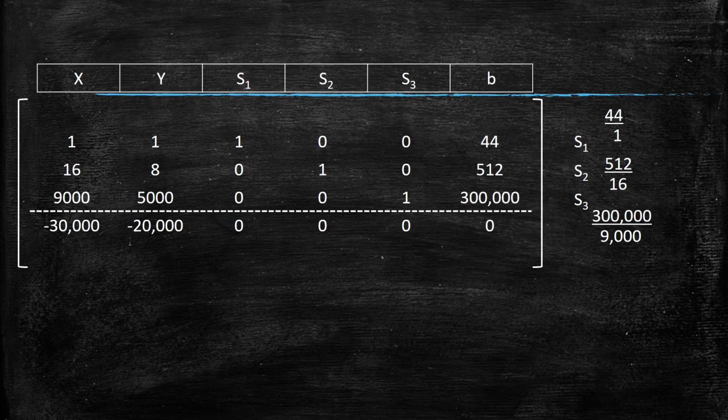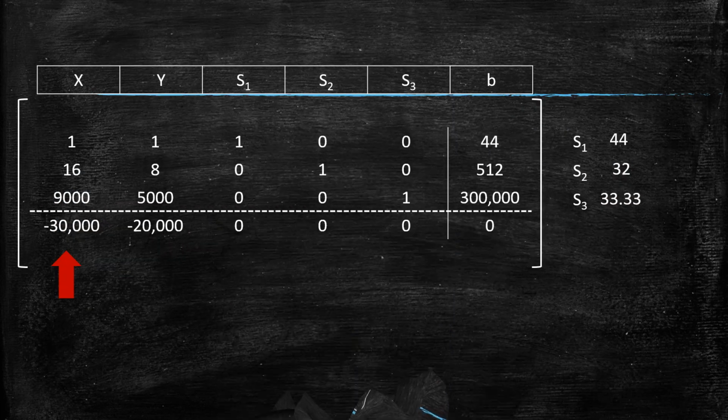To solve this linear optimization problem, the pivot points must first be identified. The pivot column is located with the most negative number on the bottom row. Next, we find the smallest ratio between the last column values and the pivot column. 32 is our smallest ratio. This means that the second value in the pivot column is our pivot number.